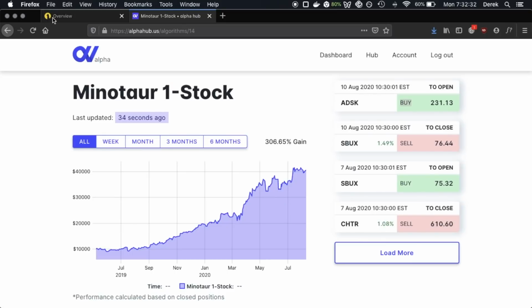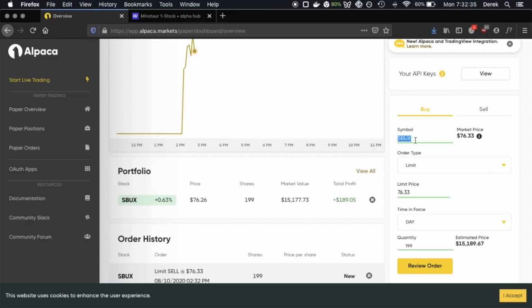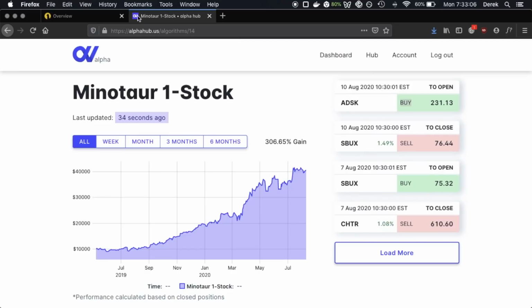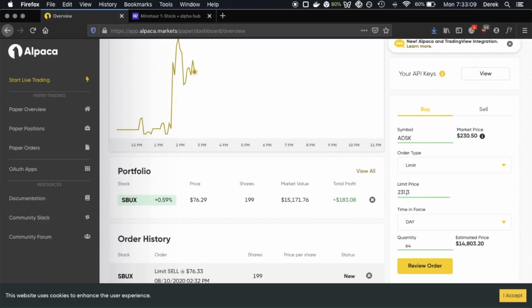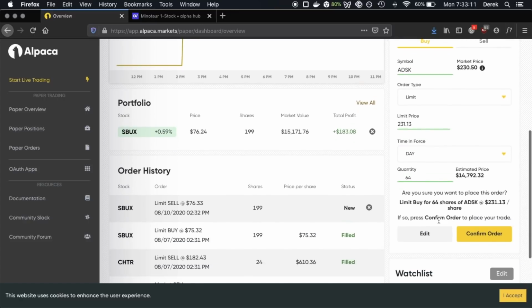Let's review ADSK. 231.33. We're going to do a limit order, and we want to do about 15K of these. So let's go for 65, 64. Okay, that'll do it. And then let's just make sure 231.13. Okay, misinput there. Review order. We're going to confirm.